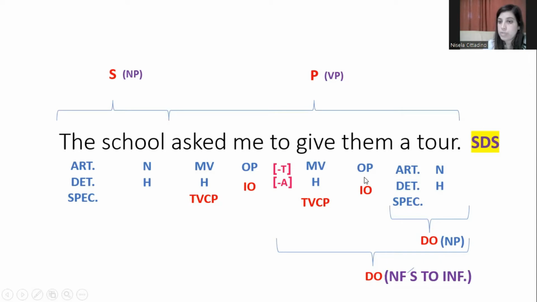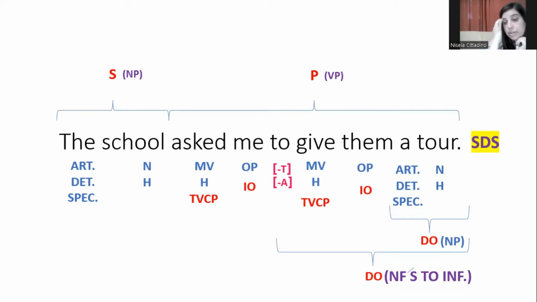Them is the objective pronoun. Yes, and it is an indirect object. They wanted to give a tour to whom? To them. So remember that "to give them a tour" is a non-finite clause, to-infinitive, that we analyze inside as if it were an island inside the sentence. So we have to give the verb a category and a function, and not only the verb, but all the words that come after the verb.